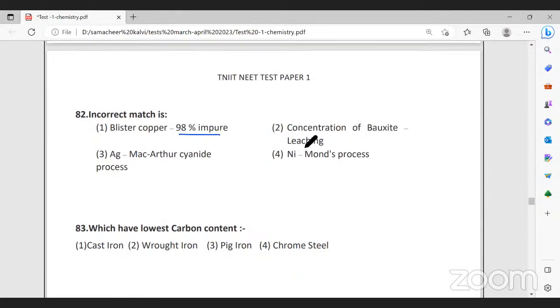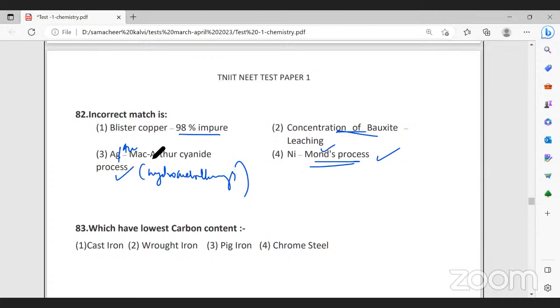Concentration of bauxite is by leaching. Silver, a noble metal, is extracted by the MacArthur cyanide process. It is called hydrometallurgy. Nickel is purified by the Mond process. This is correct. Silver and gold are extracted by hydrometallurgy. This is also correct. Bauxite is concentrated by leaching, Bayer's process.